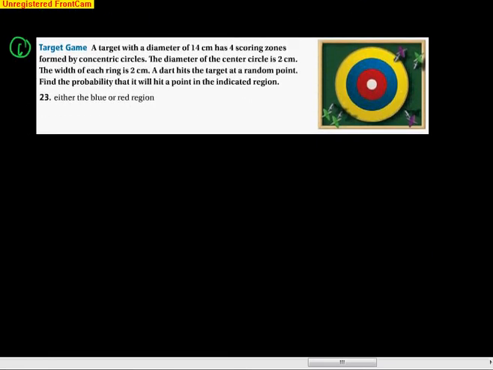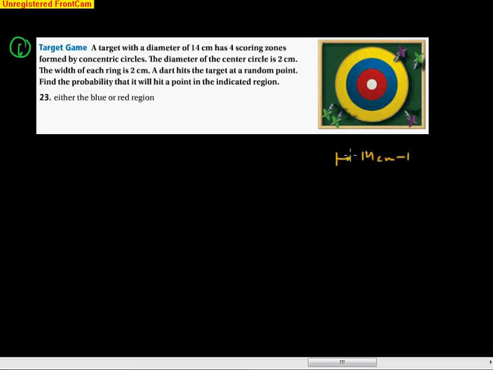Alright, and then the last one, again, another one of my favorites, these target questions. Here we go. So we have a target here. And again, I'll do my best to draw on the target. The target has a diameter of 14 centimeters. So we're going to ignore the box. It's just the circle.